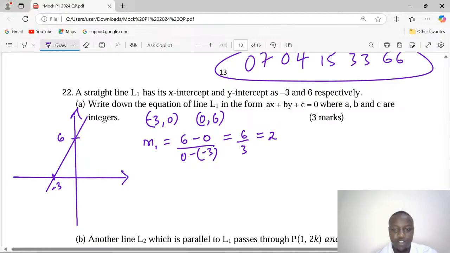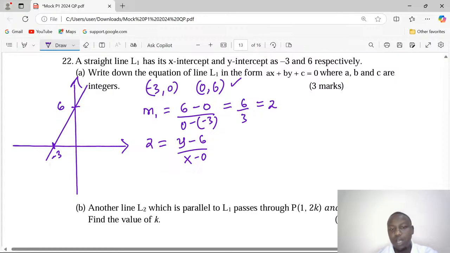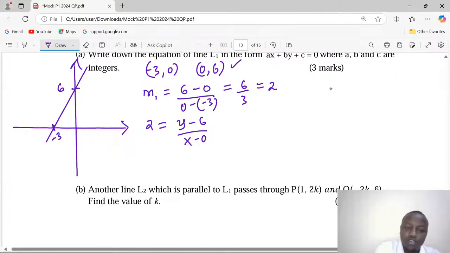With a gradient of 2, the equation can now be rewritten, whereby we express the gradient of 2 using change in y, y minus 6, divided by change in x, x minus 0. I'm using this coordinate and another coordinate, xy, for me to come up with the equation. So we cross multiply and have 2 times x, 2 times 0, then y minus 6.